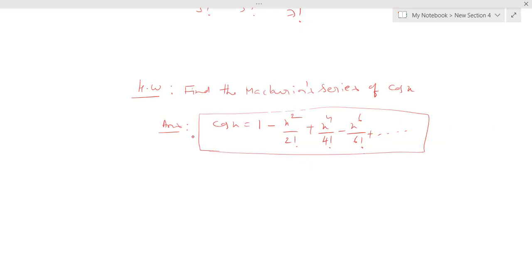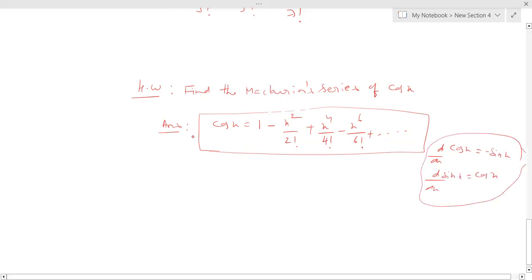Okay, try it yourself. The derivative of cos x is minus sin x, that is d by dx of cos x is minus sin x. And d by dx of sin x is cos x. In the previous problem, and in this problem also, we apply only these two derivatives throughout. Sin 0 value is 0, and cos 0 value is 1. These four values we apply in the previous problem as well as here.